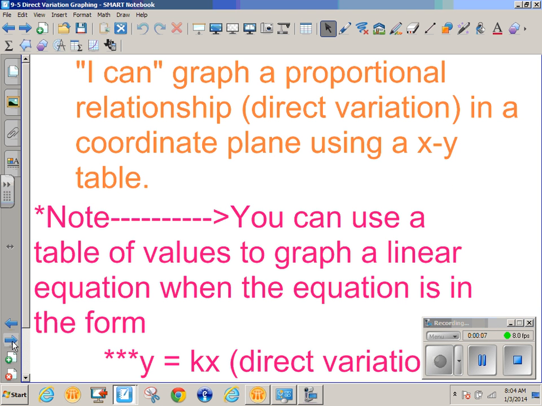Specifically, we can graph a proportional relationship or direct variation in a coordinate plane using an XY table, or you're going to hear a table of values. Note, you can use a table of values to graph a linear equation when the equation is in the form y is equal to kx. When you see the equation y is equal to kx, that is direct variation.